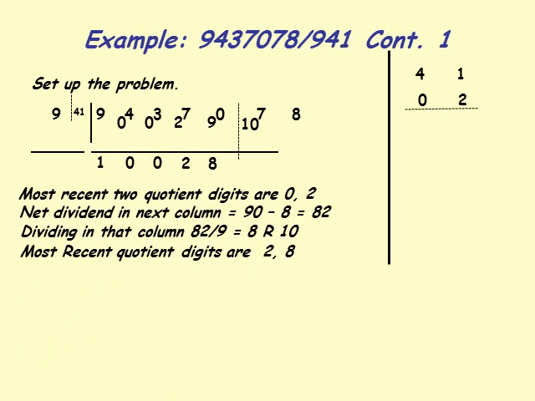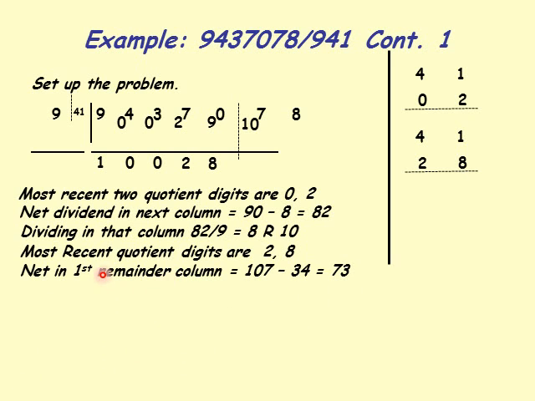Okay, let's continue here. That means for adjustment purposes, I have 4, 1 for the flag digits and 2, 8 for my most recent 2 quotient digits. Let's continue here. That means the first remainder column is 107 minus 4 times 8, which is 32, plus 1 times 2, which is 2. 32 plus 2 is 34. So 107 minus 34 is 73, the net remainder in this first column. So 73 here.